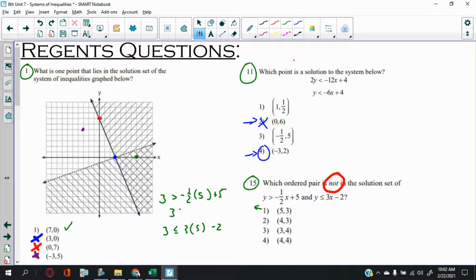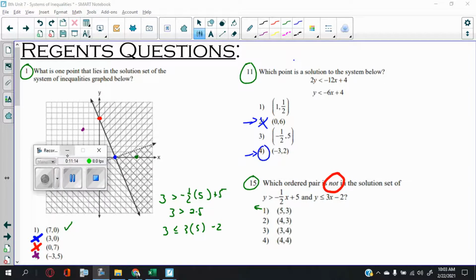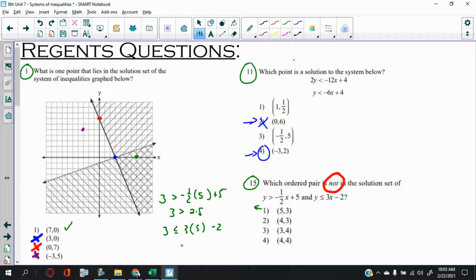All right. So 3 is greater than negative 1/2 of 5, that's negative 2.5. Negative 2.5 plus 5 is 2.5. And then the second one is 3 is less than 3 times 5, which is 15, minus 2 is 13. So they're both true. That's not good for us because we want one that's not true. So it's not this one. Let's move on to the next one.